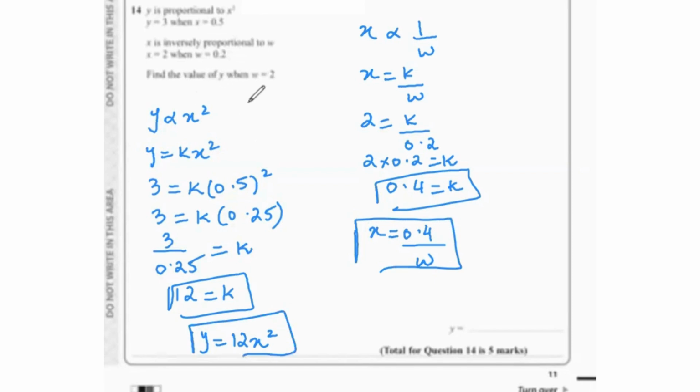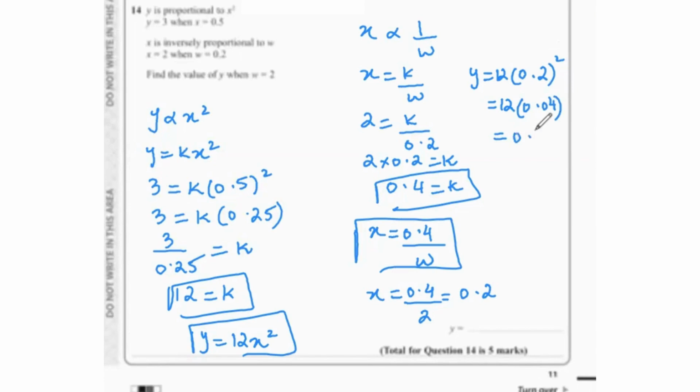It says find the value of y when w is 2. So first, let's find the value of x when w is 2. So that's going to be x equals to 0.4 over 2, which equals to 0.2. And then I will substitute this value of x in this equation. So y equals to 12 times 0.2 squared. And that's going to give us 12 times 0.04. And 12 times 0.04 is 0.48. That is your final answer.